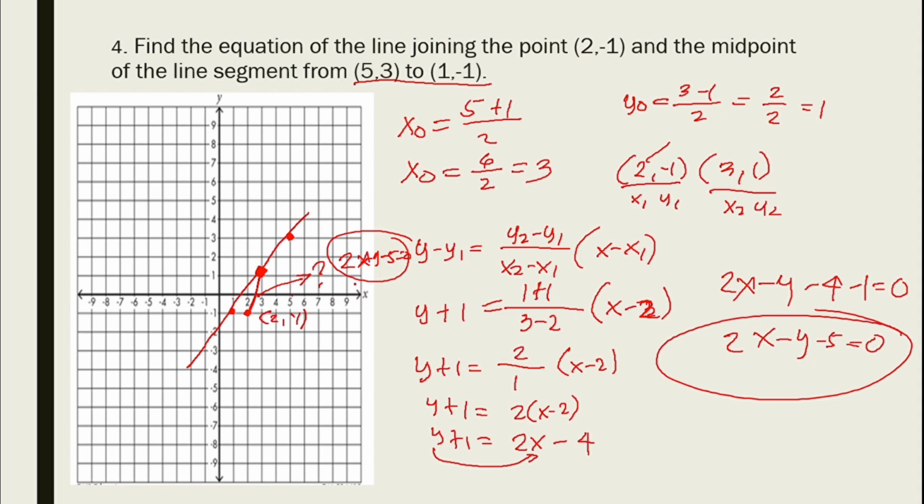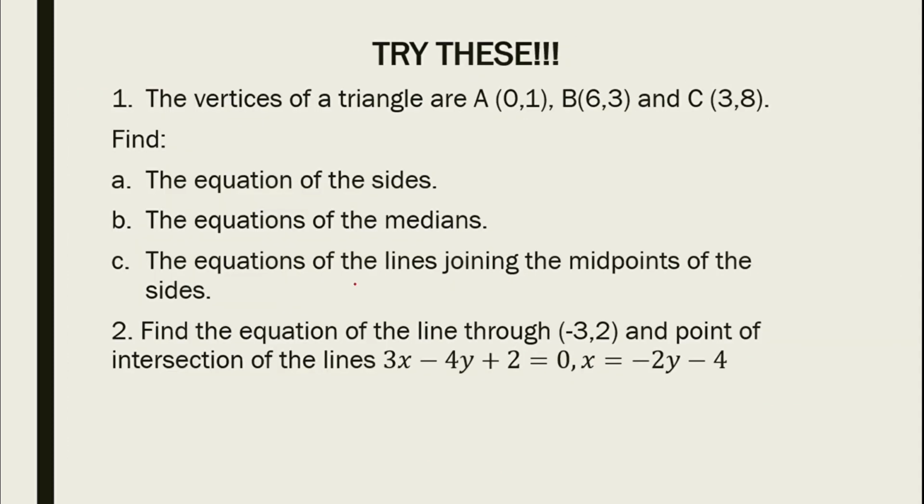Alright, so thank you so much for listening, and this is the problem that we're going to solve. Try this: the vertices of the triangle are A, 0, 1, B, 6, 3 and C, 3, 8, and find the equations of the sides, the equations of the medians, and the equation of the line joining the midpoints of the sides. You could make use of the two-point or determinant form. It's up to you what your preference is in solving the problem. And number 2, find the equation of the line through negative 3, 2 and the point of intersection of the lines 3x minus 4y plus 2 equals 0 and x minus 2y minus 4 equals 0.